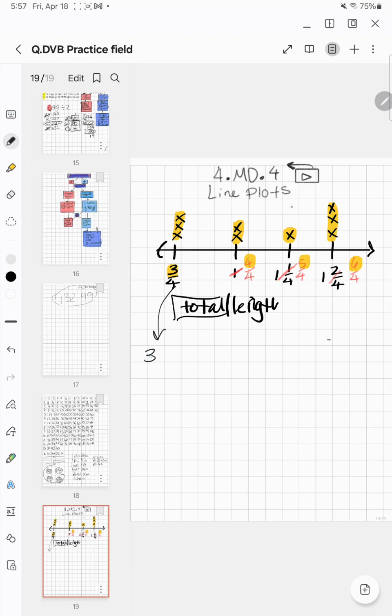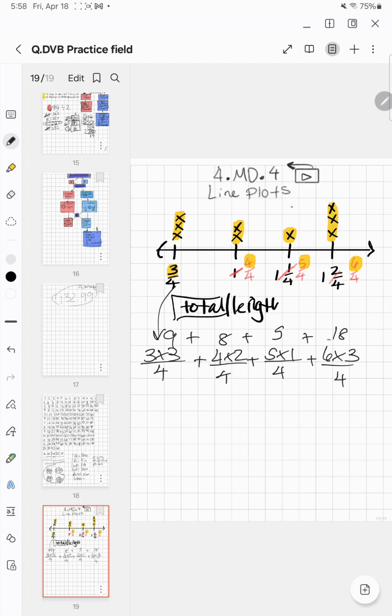I already know 3 times 3. The denominator is going to be the same, which is 4. 4 times 2. Alright, so I know this is going to be 9 plus 8 plus 5 plus 18. Right? So I already know 9 plus 8 is going to be 17. 5 plus 18 is going to be 23. And now I just add these together.